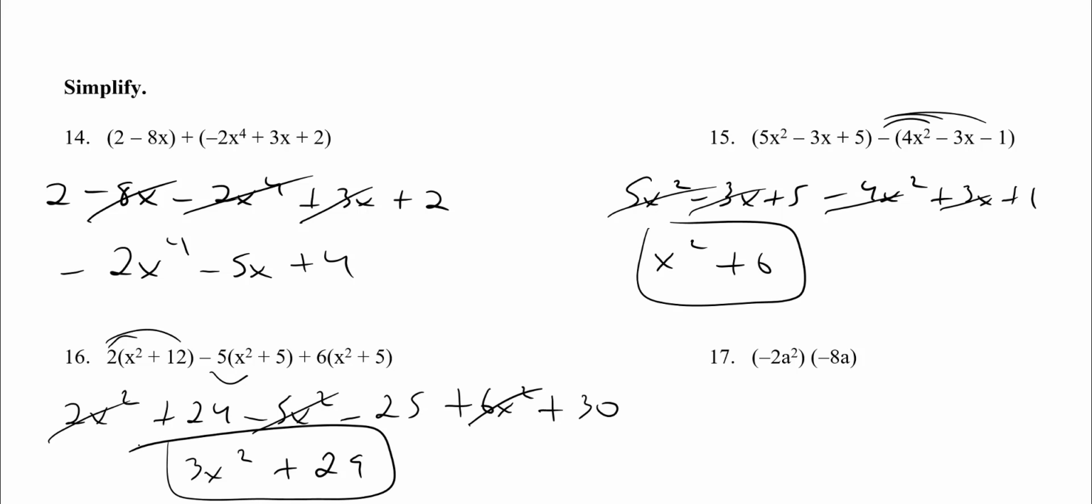Okay, this one, there's no distributing here, guys. It's multiplying because there's no adding and subtracting. It's a negative sign. So it's basically saying negative 2 times negative 8 is positive 16. A squared times a to the first is a cubed. And that's your answer, 16a cubed.